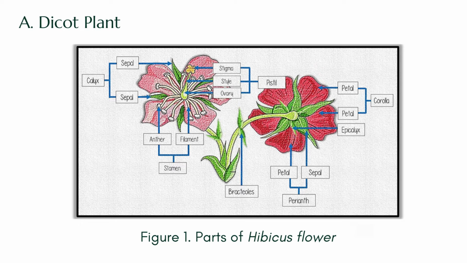Stamen forms a ring around the pistil, consisting of the pollen, anther, and filament. Style pertains to the stalk structure atop the ovary, while the stigma pertains to the area where pollen germinates. And lastly, the pistil is the female organ of the flower, consisting of the stigma, style, and ovary.